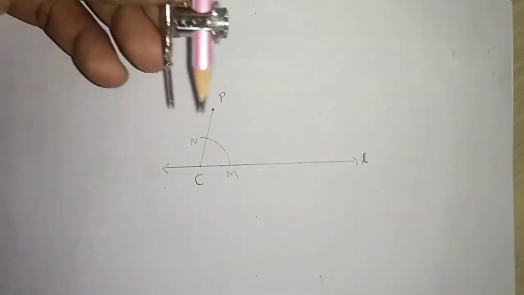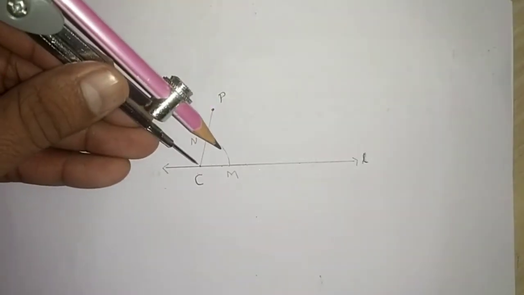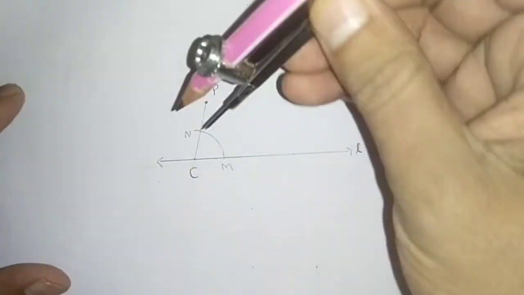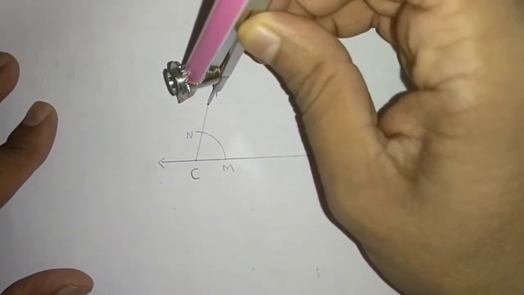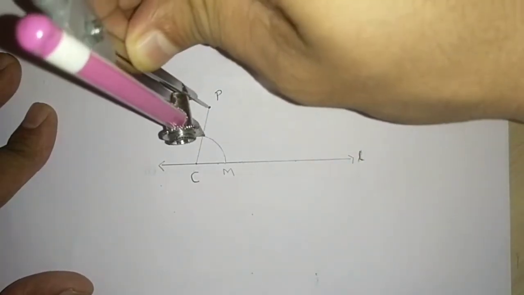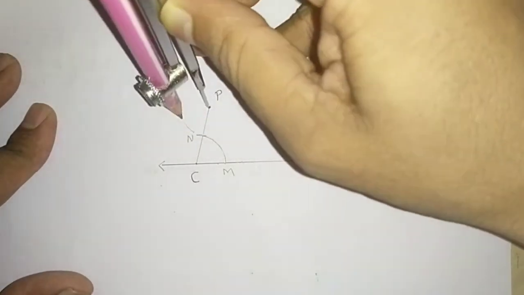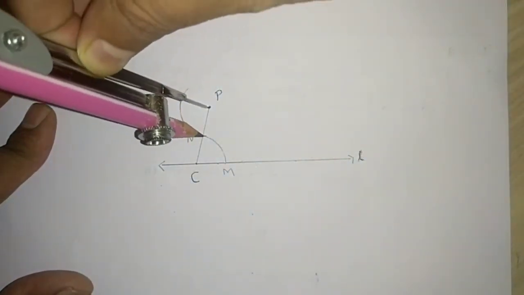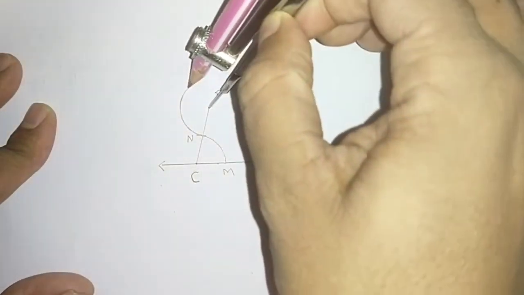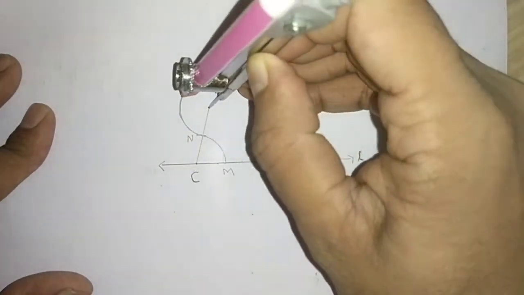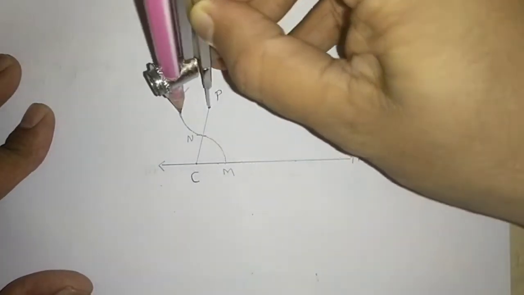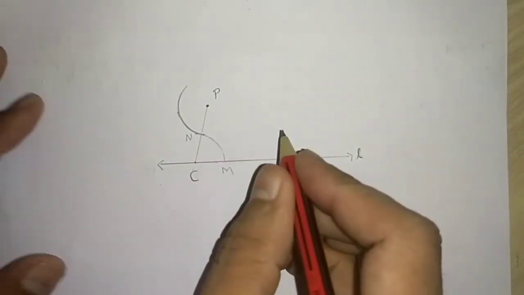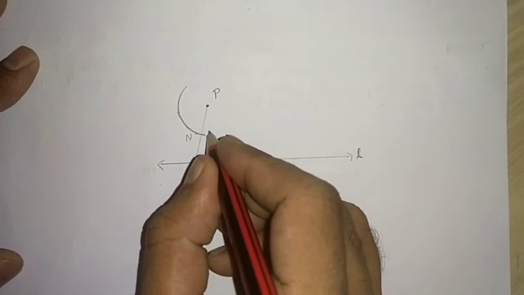Now what we did in question number 1: with the same radius which we have used here, we will place the needle on P and draw one arc which will cut PC at one point. Coincidentally it cut at N only, but no problem, we will name it some other point. Name it O. So we have M, N, O.